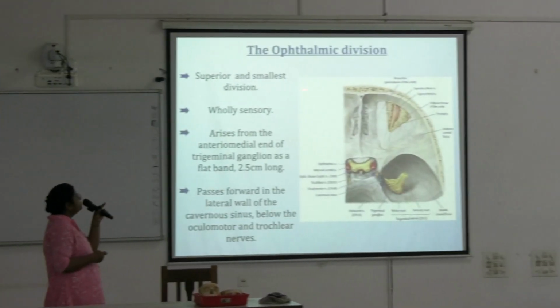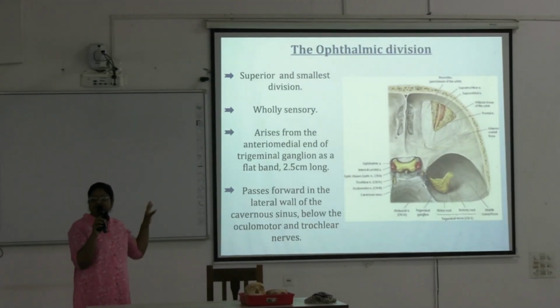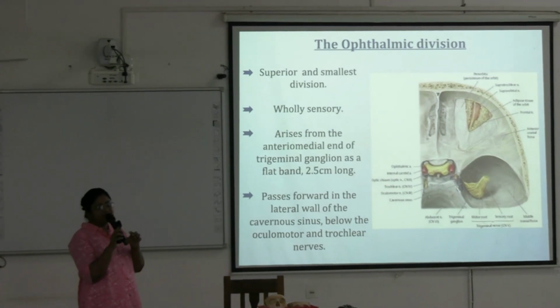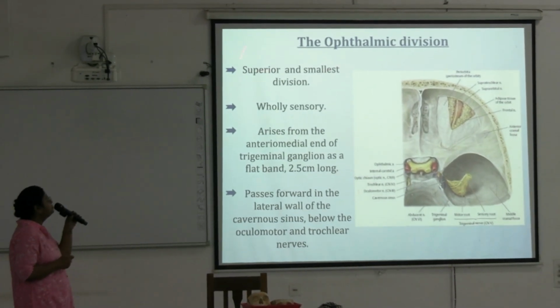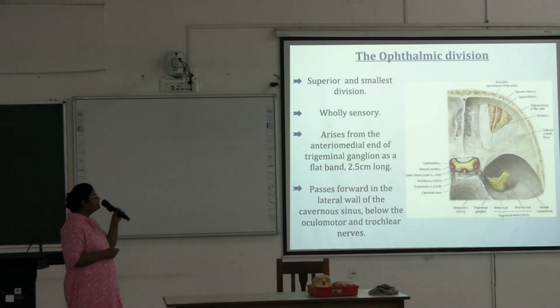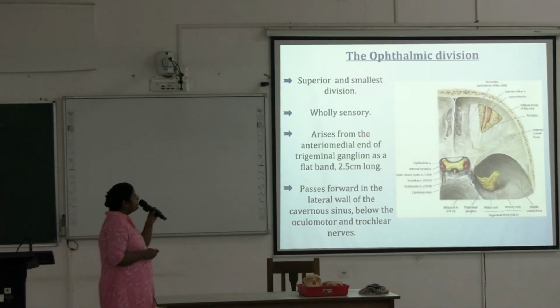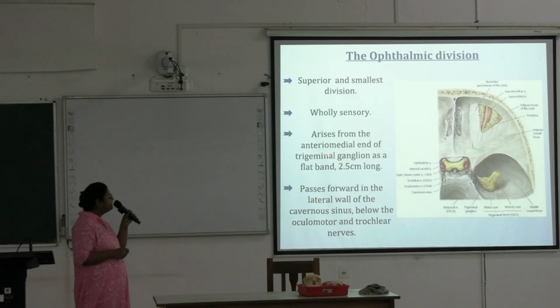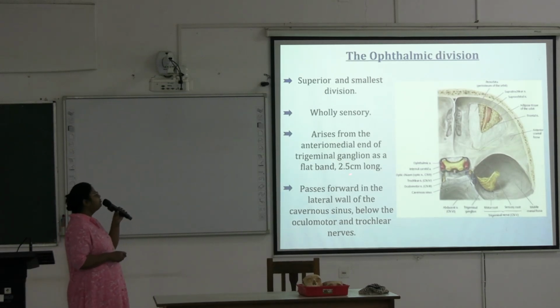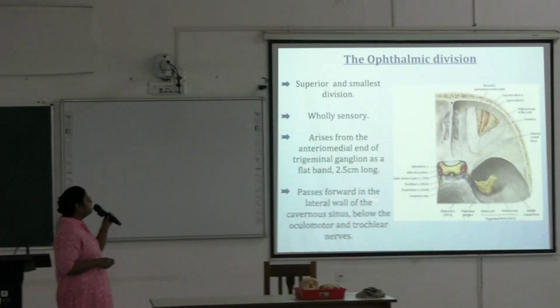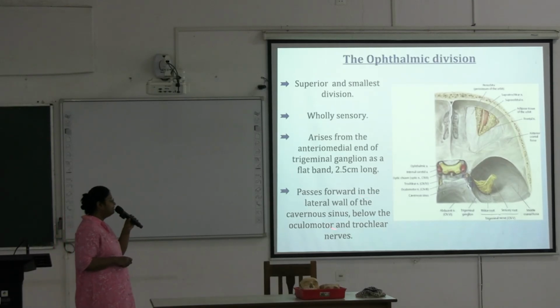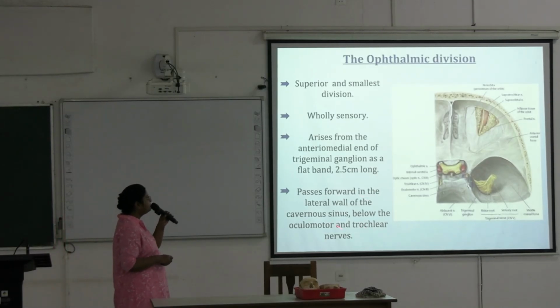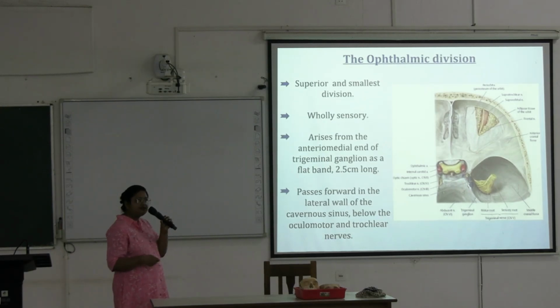Next. So we will discuss individual divisions now. Okay. First, the ophthalmic division. The ophthalmic division is the superior and smallest division, wholly sensory. Okay. And it arises from the anteromedial end of the trigeminal ganglion as a flat band, 2.5 centimeter long, passes forward in the lateral wall of the cavernous sinus below the oculomotor and trochlear nerve. Here it is passing, the ophthalmic division, entering into the orbit through the superior orbital fissure.